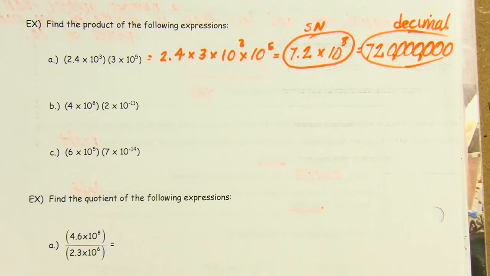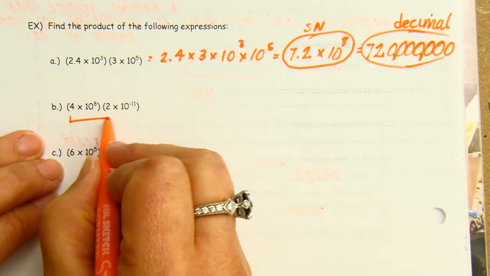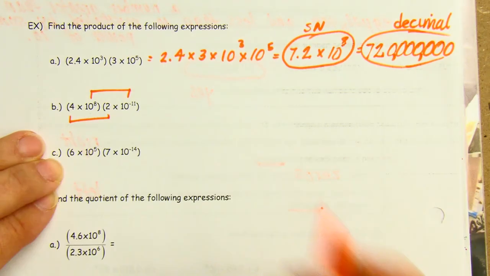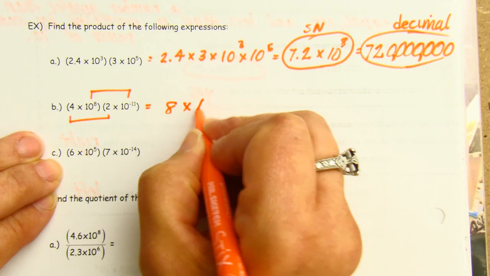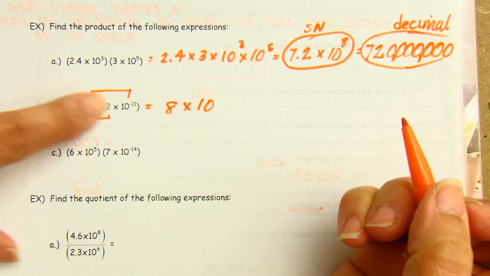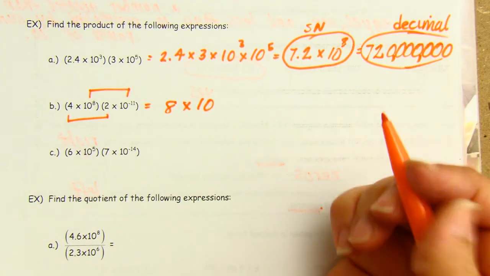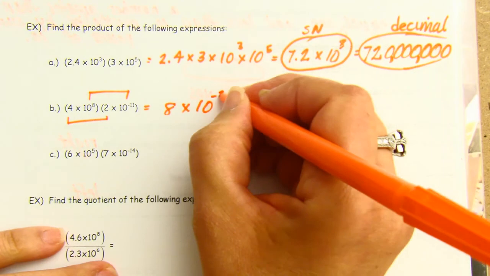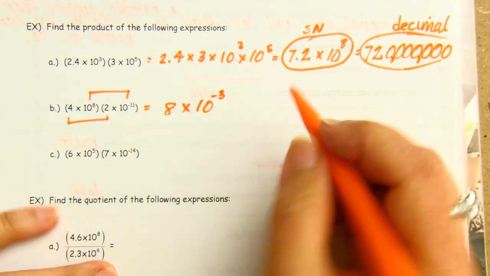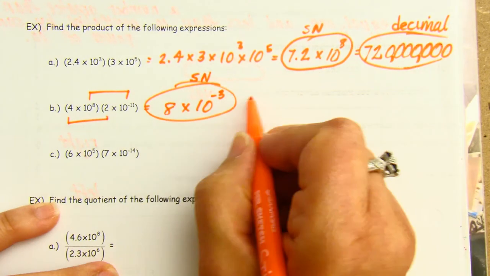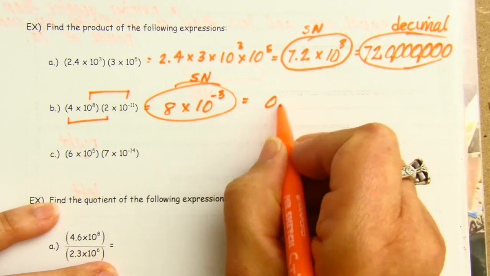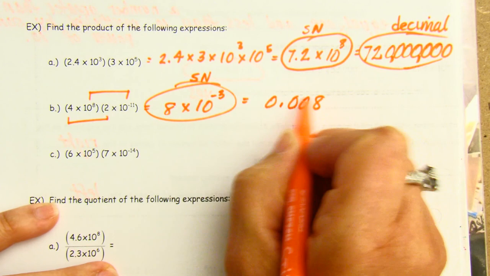The next one, again, I'm going to multiply the 4 with the 2 and these powers of 10 together. 4 times 2, of course, is 8. This is 10 to the power of 8 times 10 to the power of negative 11. I'm going to add the exponents, and get times 10 to the power of negative 3. This is scientific notation. Decimal form is 0.008.